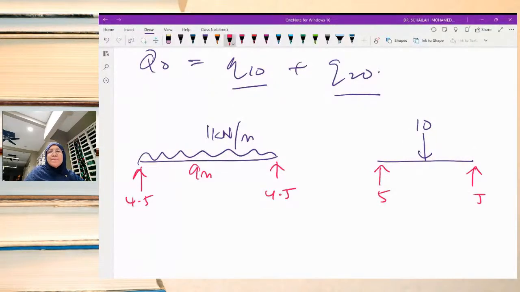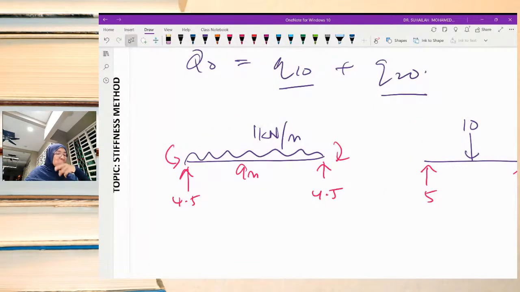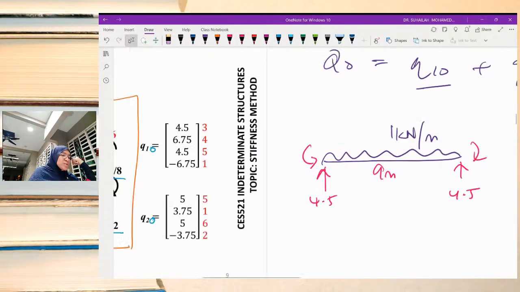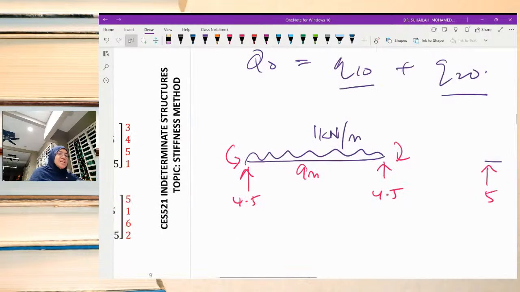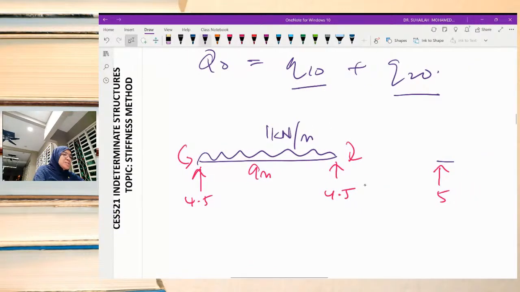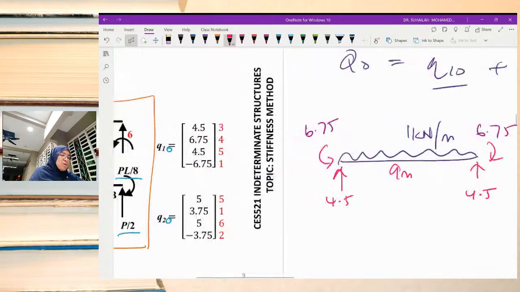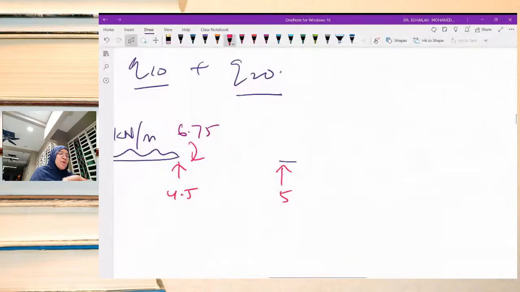This is for element number 2. For the UDL, the moment is WL squared over 12, which gives 6.75. This is using a calculator. This value is 6.75 and 6.75. And for element number 2, it is 3.75 and 3.75.